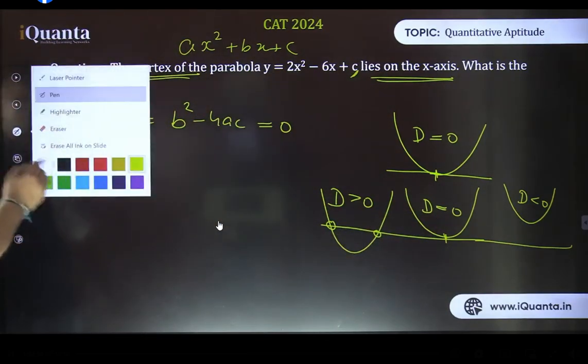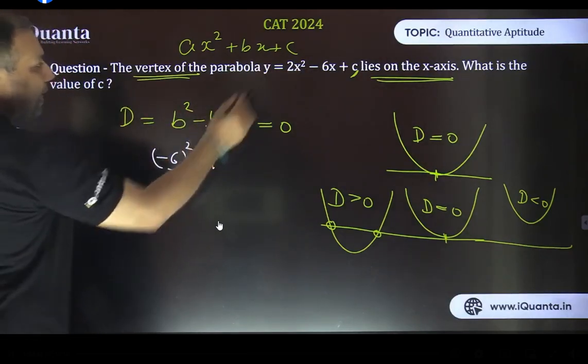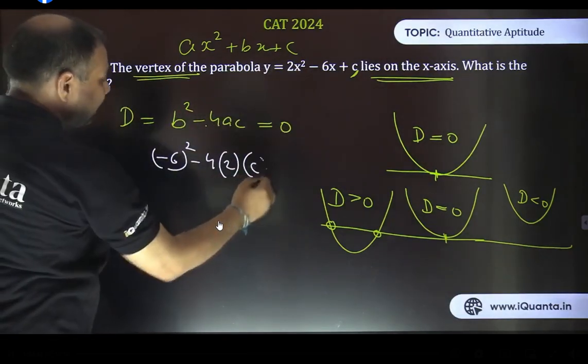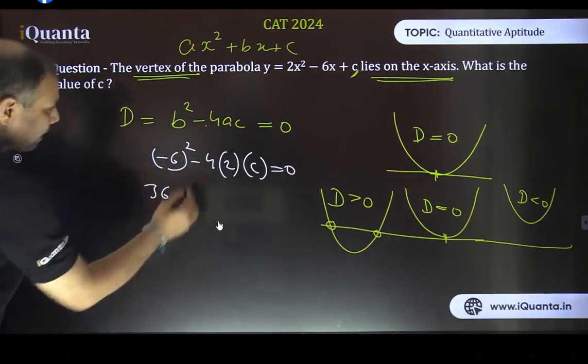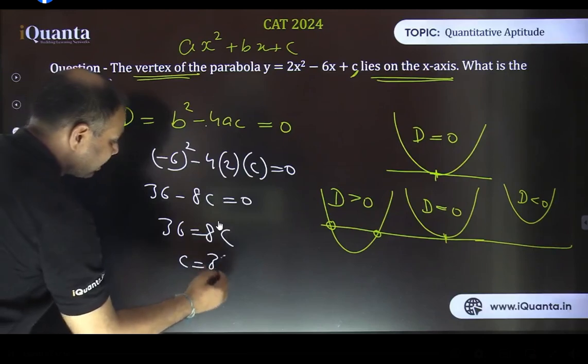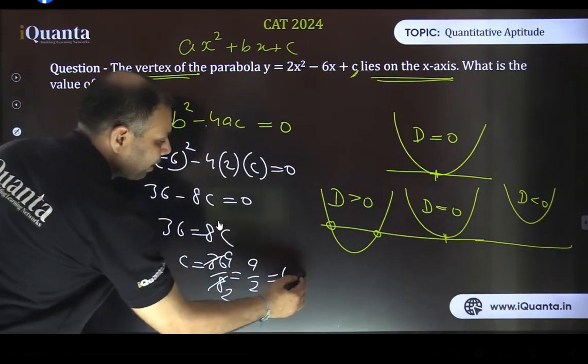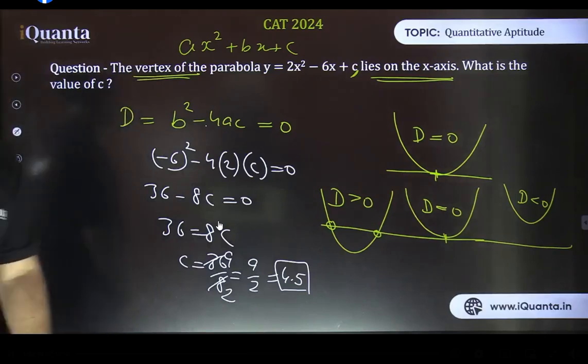Let's see what happens. b is minus 6, so minus 6 whole square, minus 4 times a, which is 2, and c is c only. That is equal to 0. Okay, so 36 minus 8c equals 0. 36 equals 8c. So c equals 36 by 8. 4 2s are 8, 4 9s are 36, so 9 by 2, or you can write 4.5 also. So that's our answer.